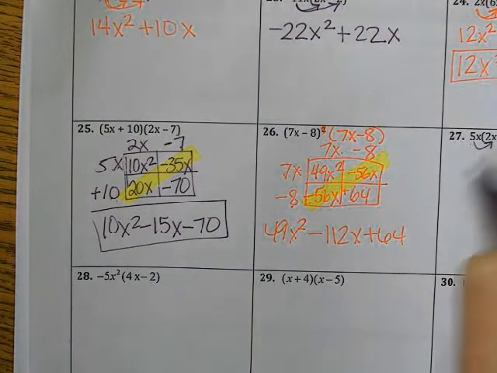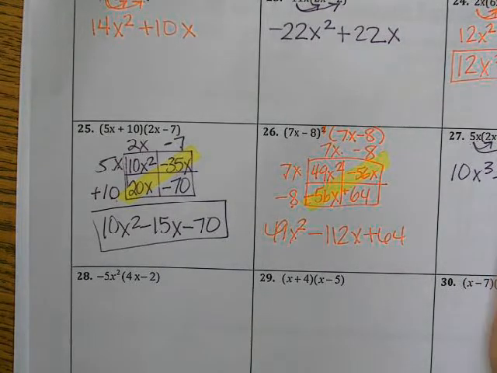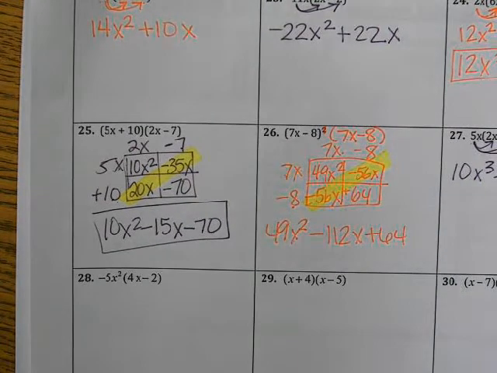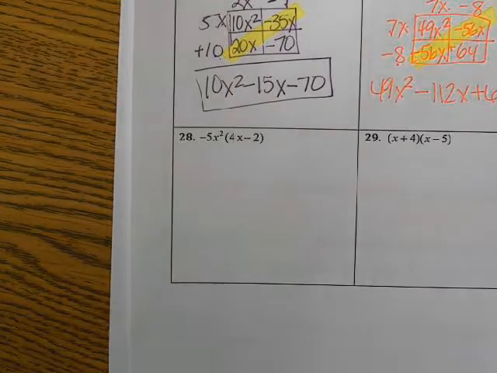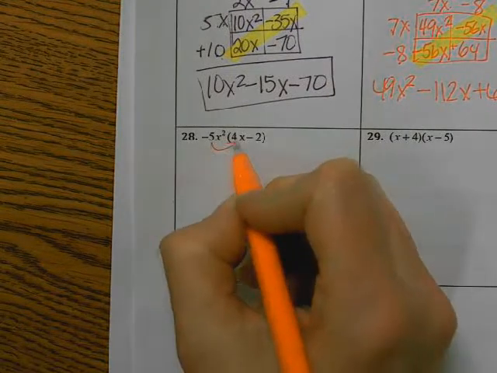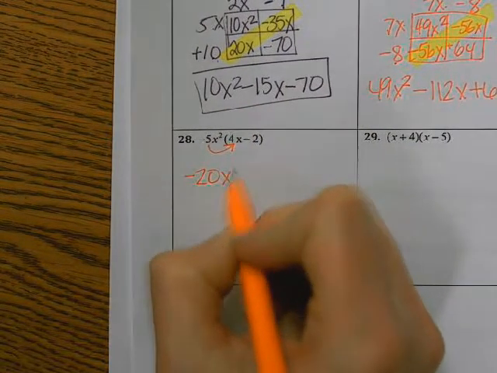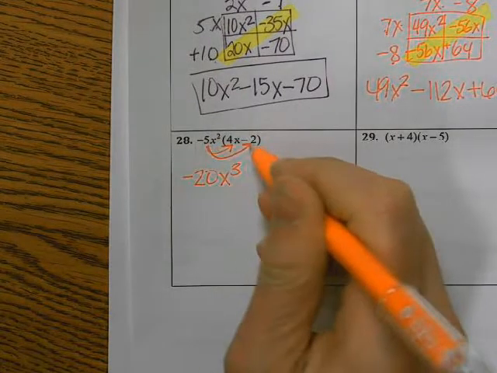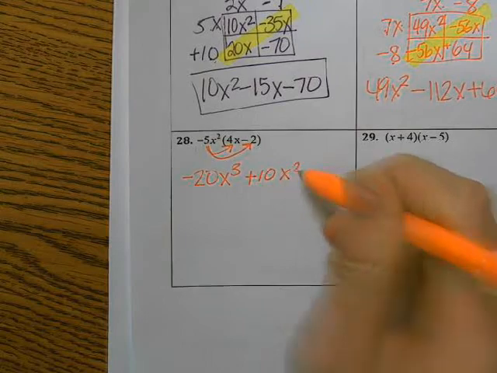27, distribute. So 5 times 2 is 10. X times x squared, that means there's 3 x's. 5 times -10 is -50. X times x is x squared. 5 times 13 is positive 65. And there's only one x. 28. -5 times 4 is -20. X squared times x is x cubed. -5 times -2 is positive 10. And x squared is all there is.